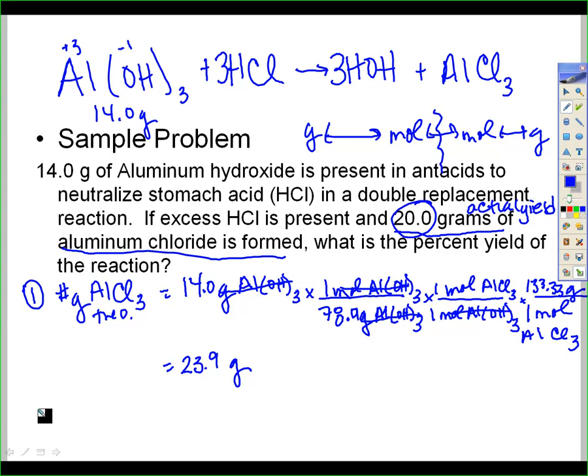So my percent yield, if I made 20, I've got 20 grams divided by 23.9 grams, multiply by 100, and you're going to get 0.8, 20 divided by 23.9 times 100.